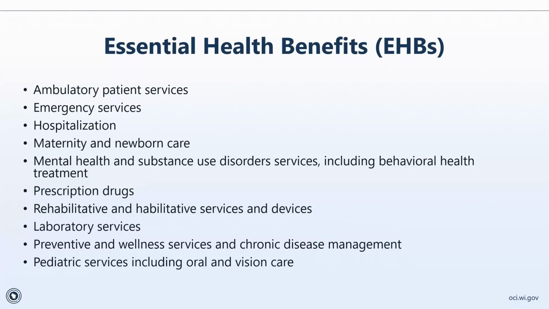The ACA provides that each state establishes an essential health benefit benchmark package to serve as the minimum standard for plans required to offer EHBs. Wisconsin's plan is called the Wisconsin EHB Benchmark Plan.